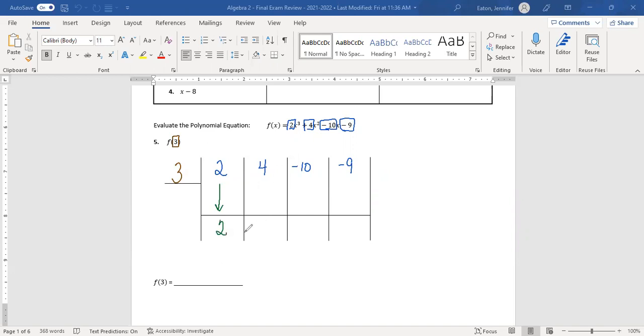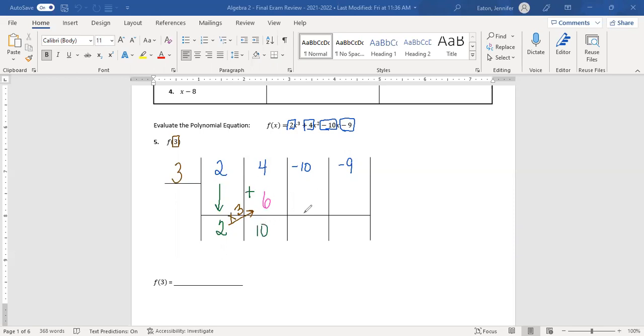Once the number comes outside of the box, we multiply by the number that's on the sidebar over here. So 2 gets multiplied by 3 because 3 is the number on the sidebar. So 2 times 3 is 6. Then what do we do? We add straight down. 4 plus 6 is 10.